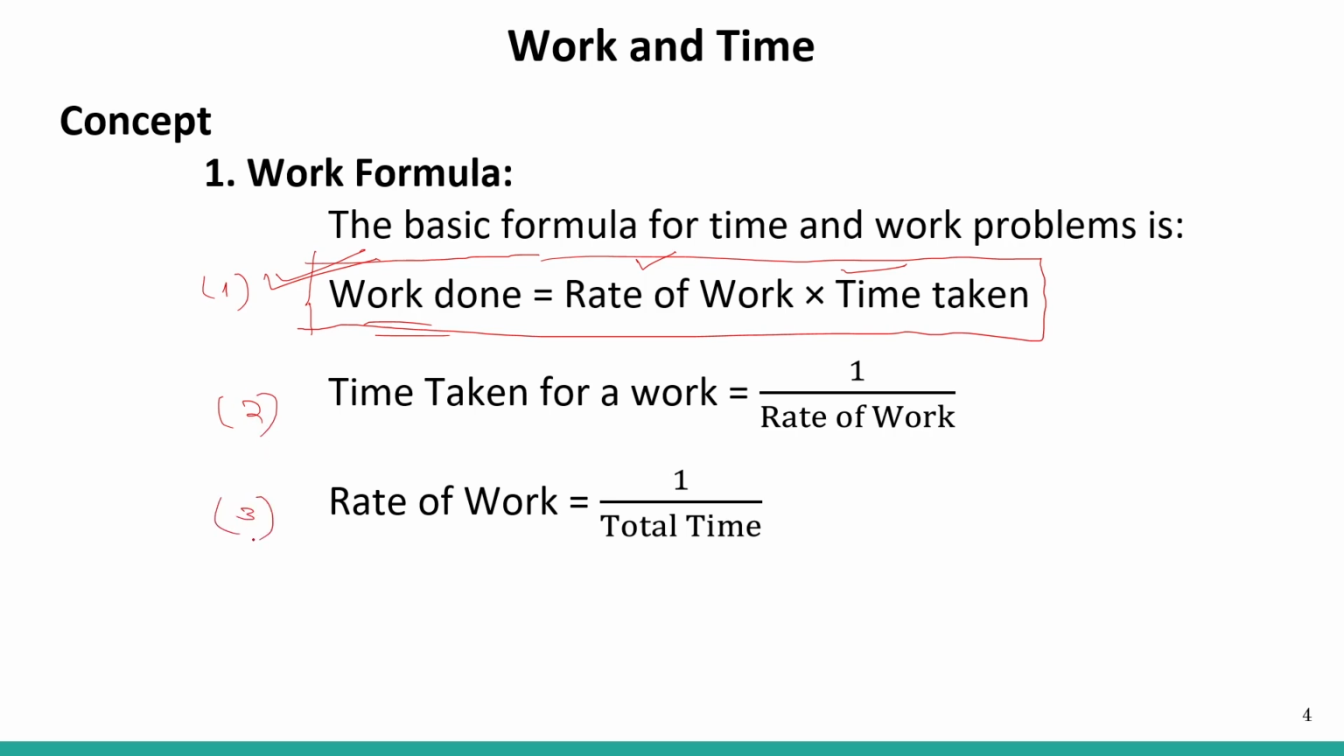And what is called rate of work? Rate of work is nothing but 1 by the total time taken to finish that work. So work done is equal to rate of work into time taken, time taken for a work is equal to 1 by rate of work, and rate of work is 1 by total time. Let's go forward.